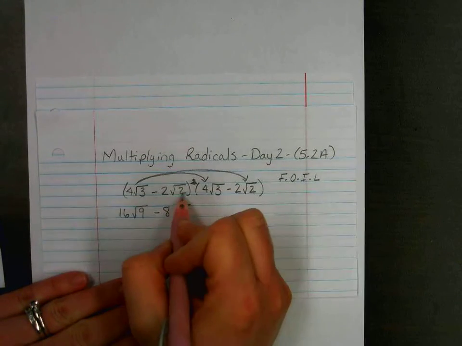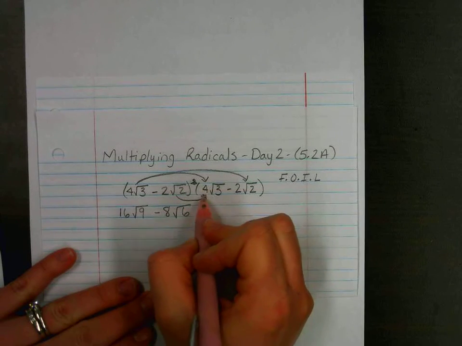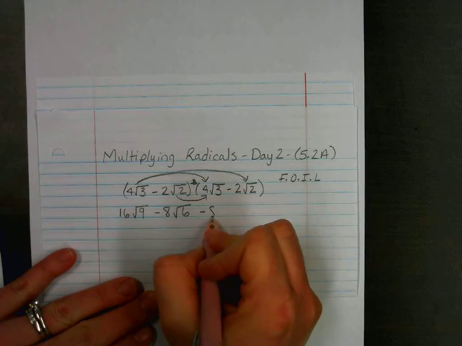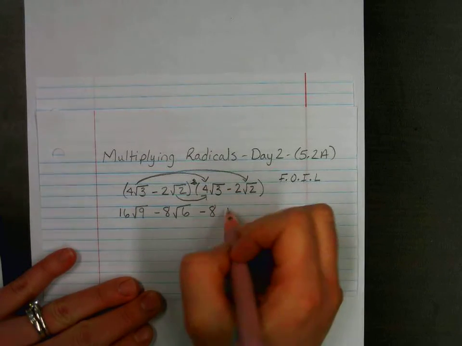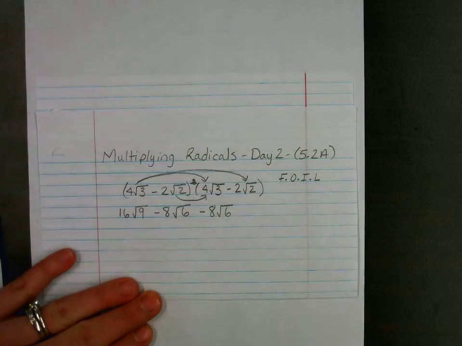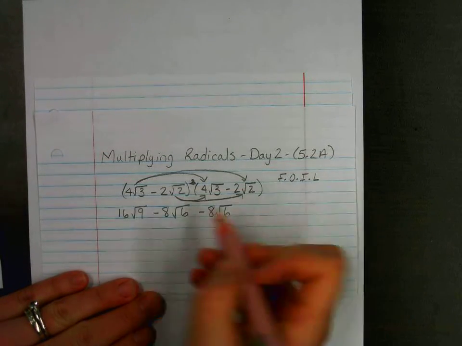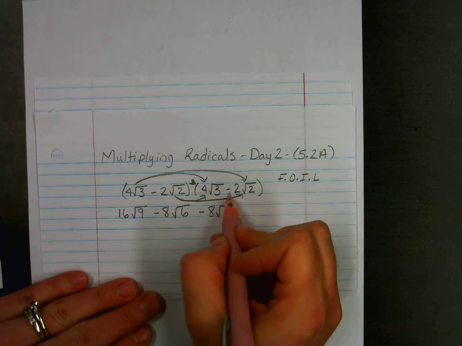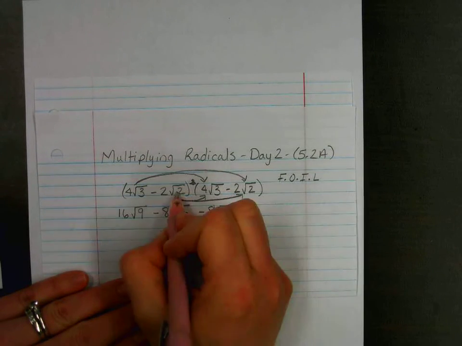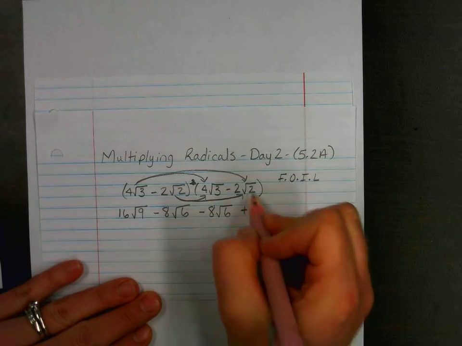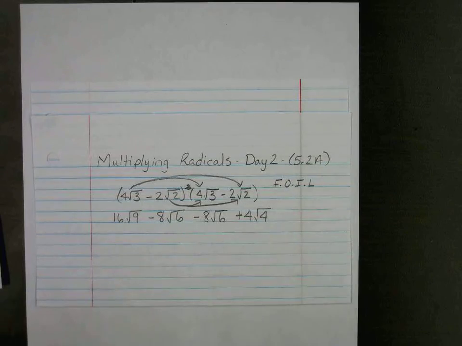Now I'm going to take my inside times inside. A negative 2 times a positive 4 would be a negative 8, and root 2 times root 3 would be root 6. Finally, we take our last term times our last term. A negative 2 times a negative 2, our coefficients, ends up being a positive 4, and the square root of 2 times the square root of 2 would be the square root of 4.